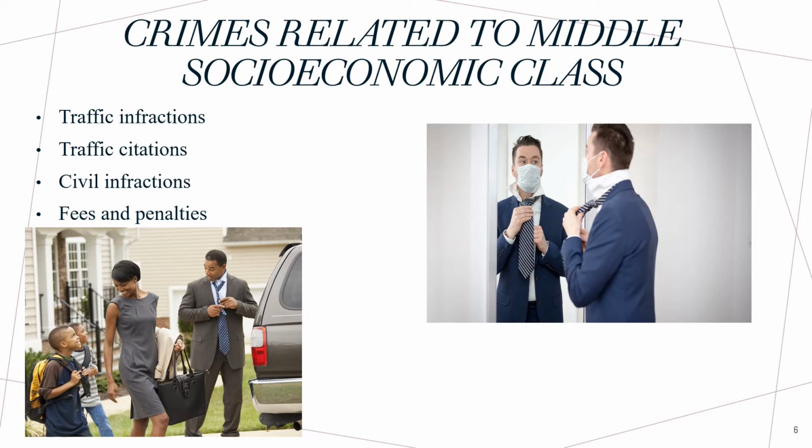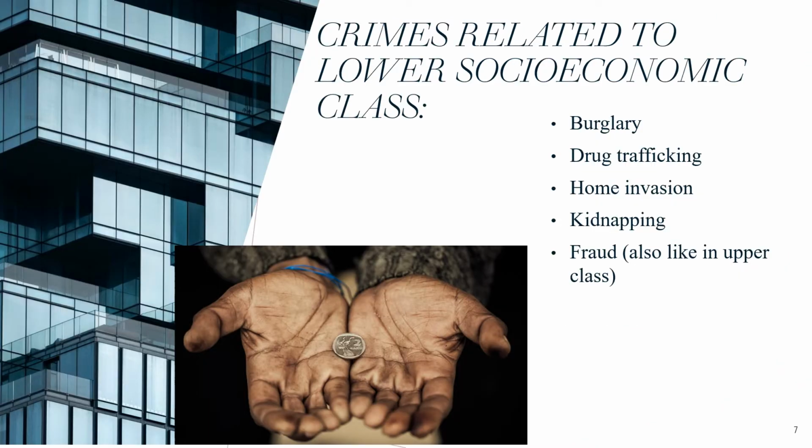Secondly, we have crimes related to middle socioeconomic class. These would be traffic infractions, traffic citations, civil infractions, fees, and penalties. As to crimes related to lower socioeconomic class, these would be burglary, drug trafficking, home invasion, kidnapping, and fraud. You will see in this slide that the comparison here would be to upper class, as fraud is also found in lower socioeconomic class.